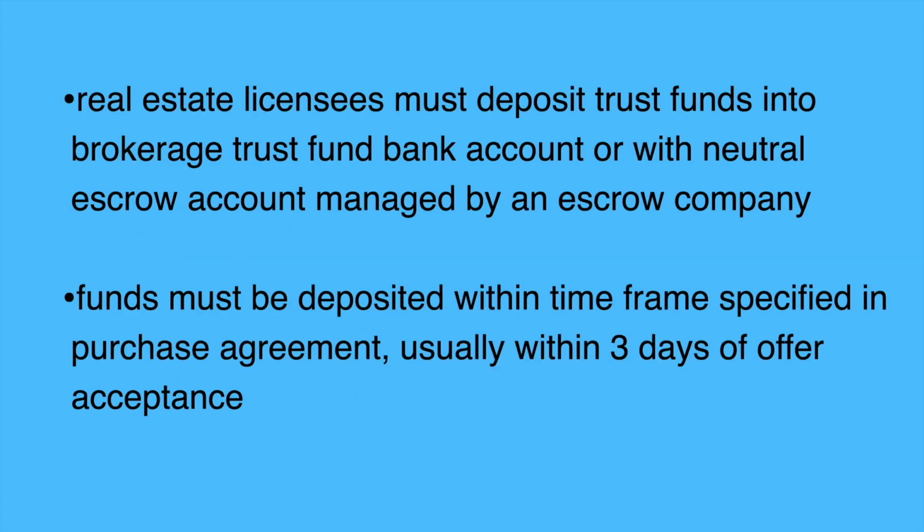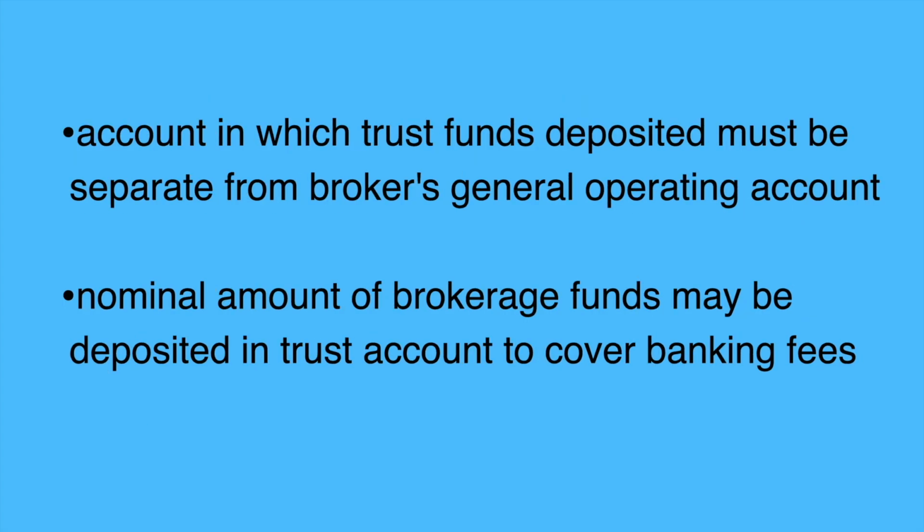Real estate licensees must deposit trust funds into a brokerage trust fund bank account or with a neutral escrow account managed by an escrow company. The funds must be deposited within the time frame specified in the purchase agreement, which is usually within 3 days of offer acceptance. The account in which trust funds are deposited must be separate from the broker's general operating account. A nominal amount of brokerage funds may be deposited in the trust account in order to cover banking fees, but that's it.